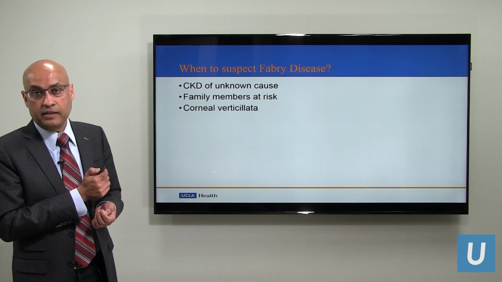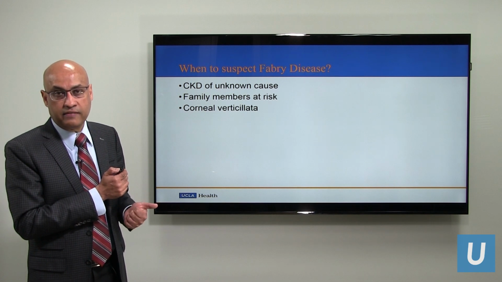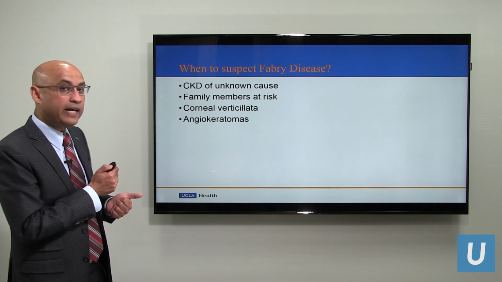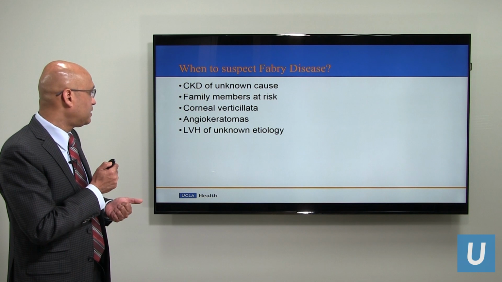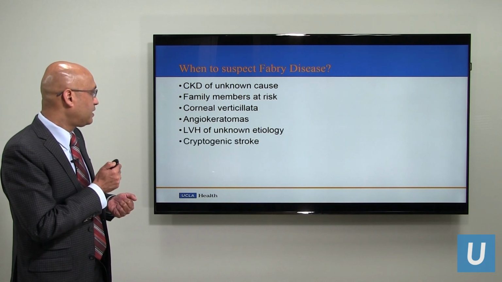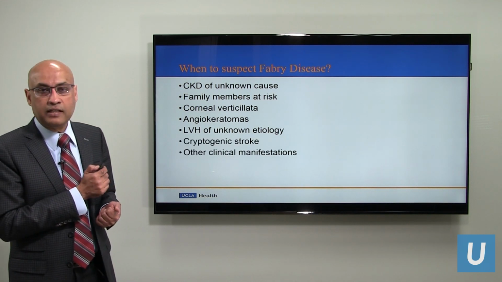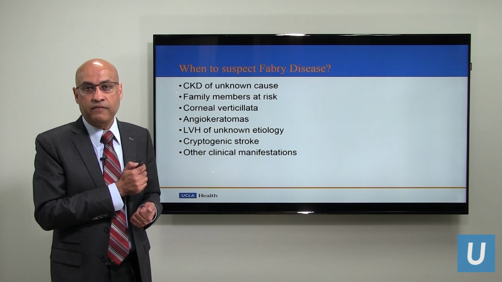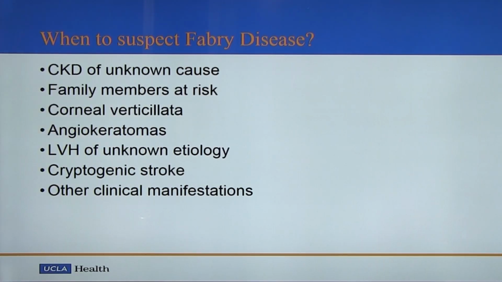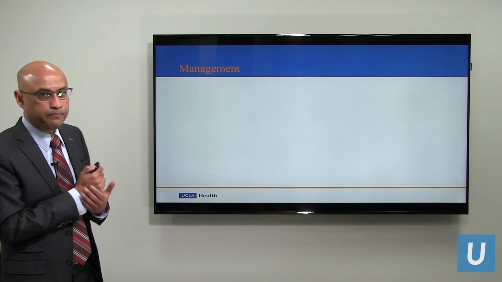If you have corneal verticillata findings, you should be tested. If you have angiokeratomas, you should be tested. Left ventricular hypertrophy, cryptogenic stroke, or any of the other clinical manifestations that I mentioned, if you think they're not making any sense, get tested for Fabry's, because like I said, the testing part is relatively straightforward and simple. It's a simple blood test that you have to do.